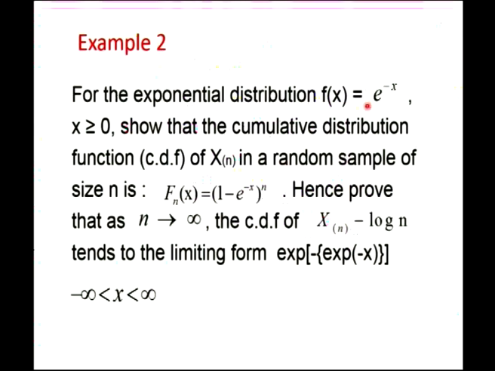Next, for the exponential distribution f of x is equal to e power minus x for x greater than or equal to 0, show that the cumulative distribution function of Xn, that is the largest order statistic in a random sample of size n, is Fn of x is equal to 1 minus e power minus x whole power n. Hence, prove that as n tends to infinity, the CDF of the Xn order statistic minus log n tends to the limiting form of exponential of minus e power minus x, where minus infinity less than x less than infinity.